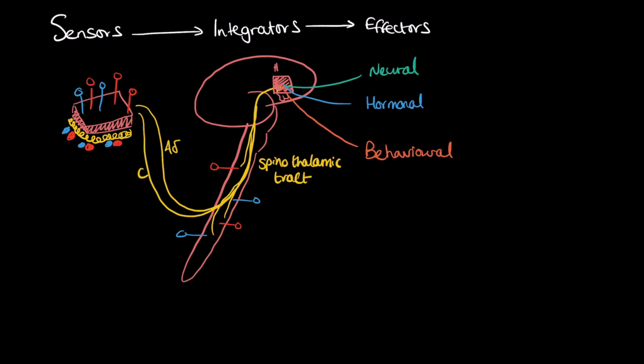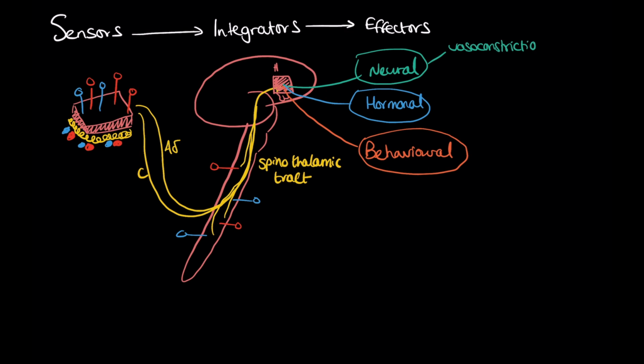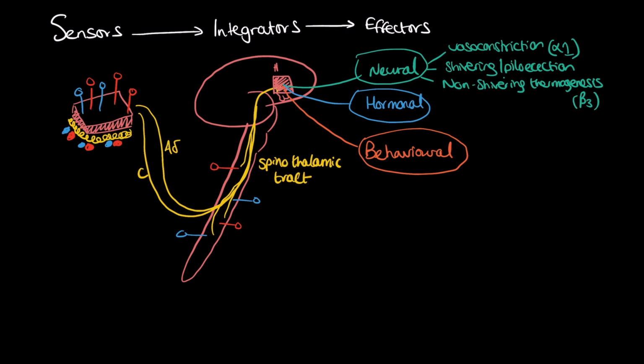The effectors can be subdivided into neural, hormonal, and behavioral. Neural changes include vasoconstriction via the activity of alpha-1 receptors on blood vessels, shivering, piloerection, and a process called non-shivering thermogenesis. Non-shivering thermogenesis is where the body activates beta-3 receptors and breaks down adipose tissue to produce heat energy. This process has a much more important role in neonates than in adults.